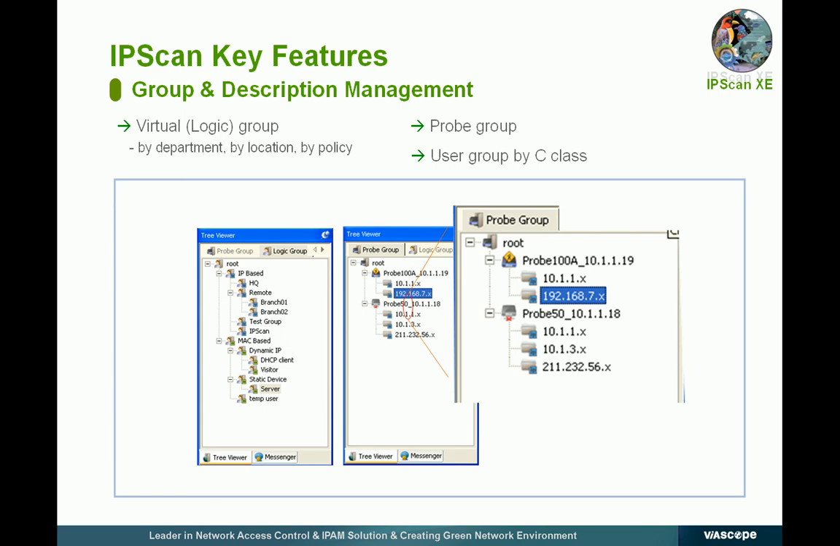Another type of the probe group is Class C-based group. The management method will cluster the IP monitoring ranges automatically, based on Class C information. Namely, the 10.1.1.x and 10.1.3.x ranges are grouped separately for separate monitoring by IP address ranges.